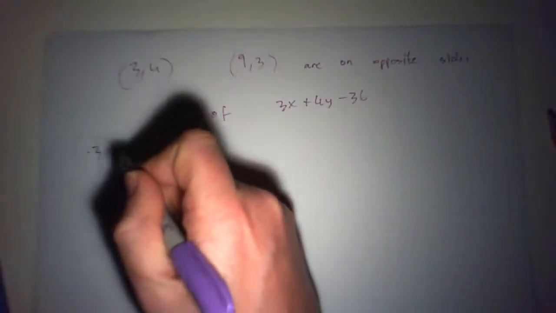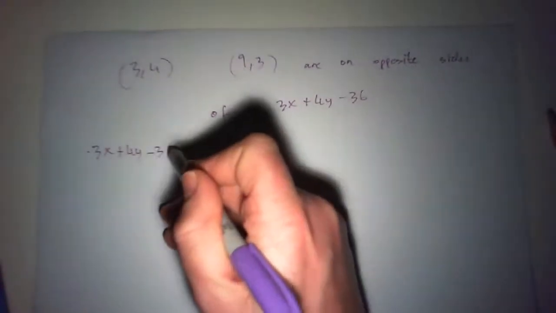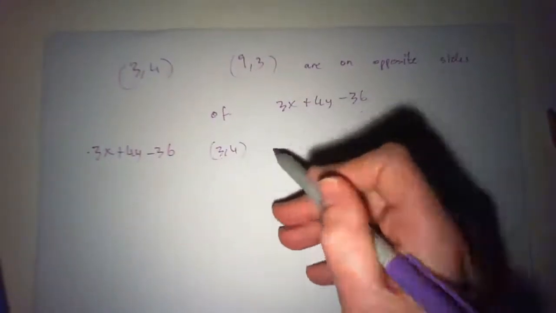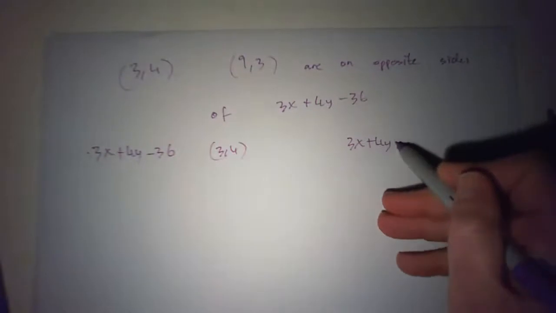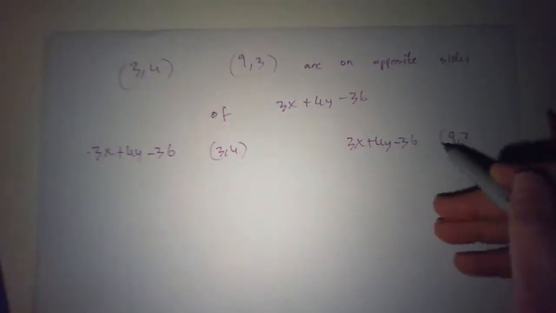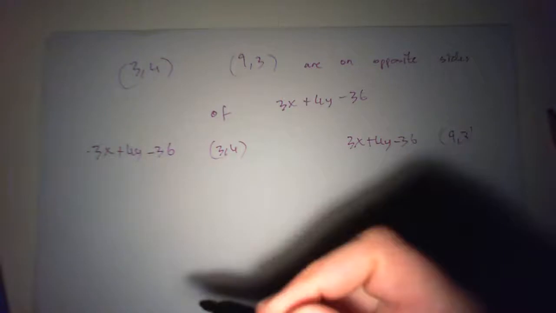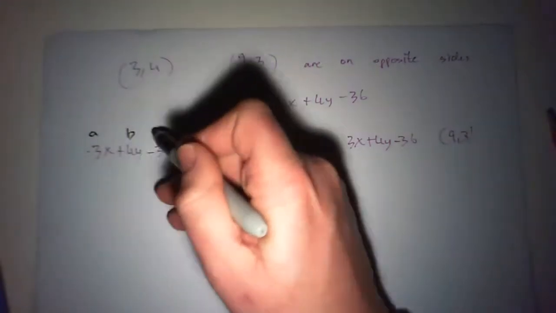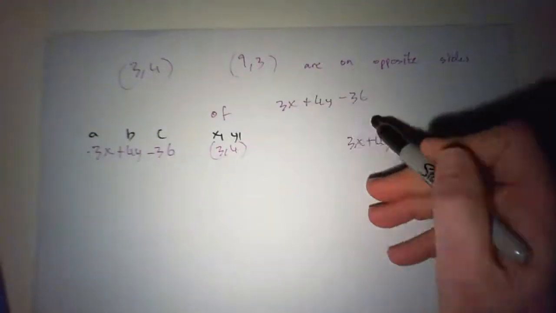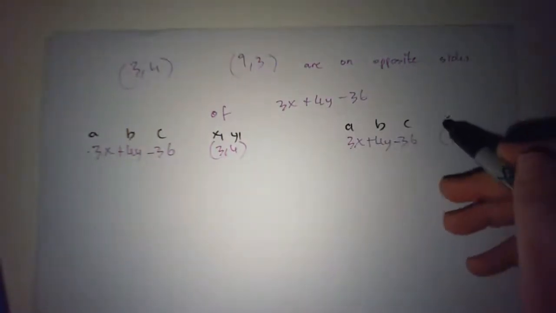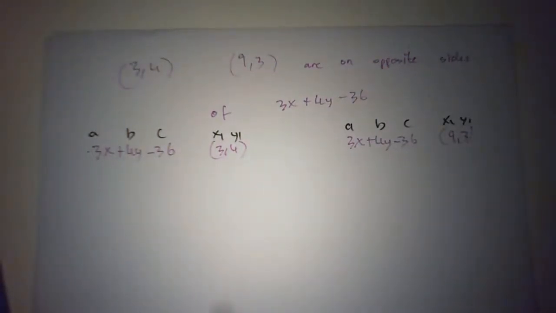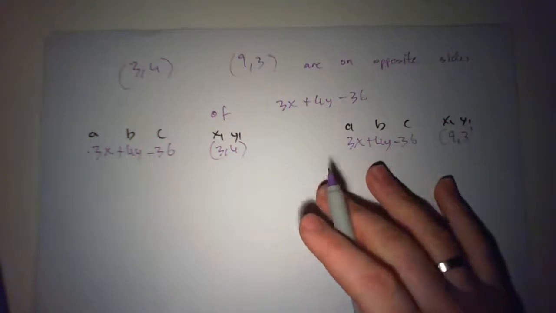Let's do them. 3x plus 4y minus 36 with (3, 4), and 3x plus 4y minus 36 with (9, 3). Okay, so we've got A, B, C, x1, y1. We're going to do this twice, but remember, we're not using the absolute values part of the formula. So let's give it a go.